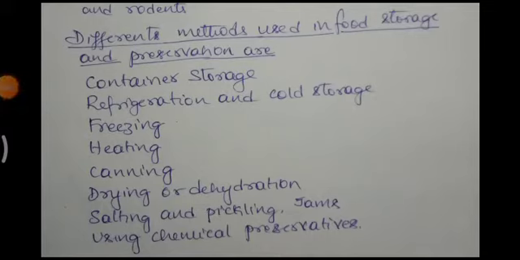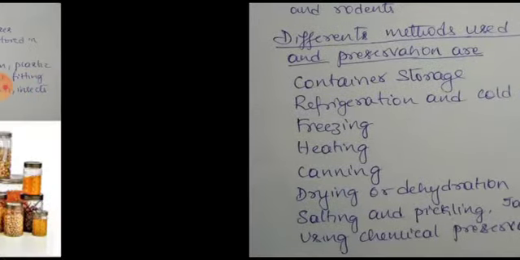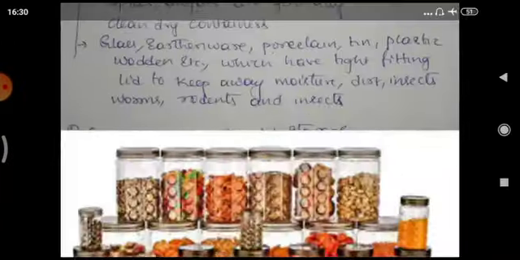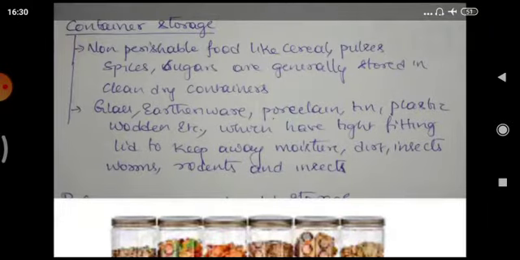In the previous session, we were discussing food storage and preservation techniques. Here is the list of different food preservation methods: container storage, refrigeration and cold storage, freezing, heating, canning, drying or dehydration, salting and pickling, jams, and using chemical preservatives. So let us discuss one by one. Let us start with container storage.